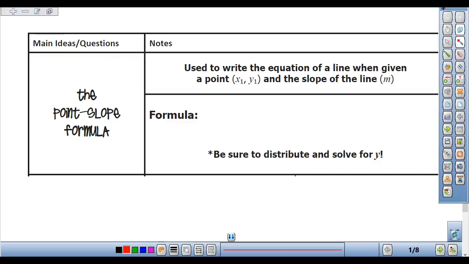Point slope form looks like this. It is y minus y1 equals m times x minus x1. Okay, write that down and then we'll talk about it. It's not going to do any good without writing it down. I know right now you're looking at it and you're like, oh, what does that mean? But it will make way more sense when we do some examples.